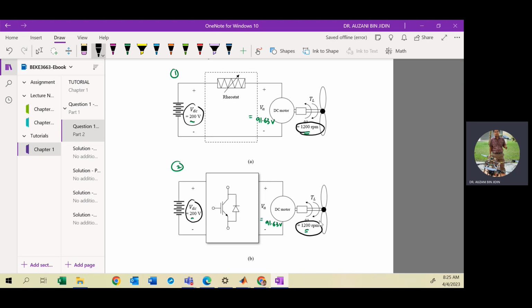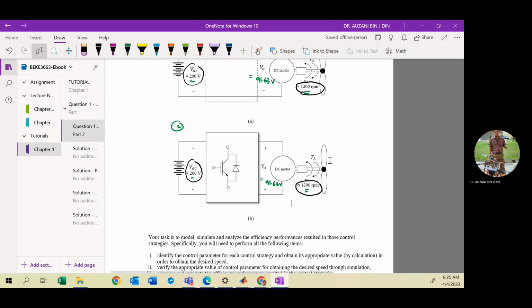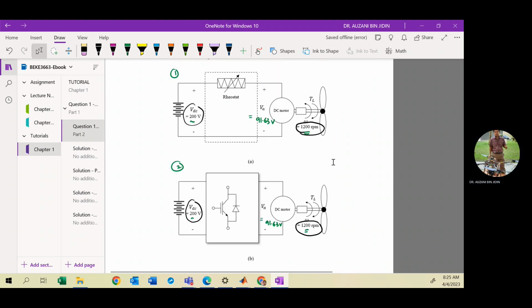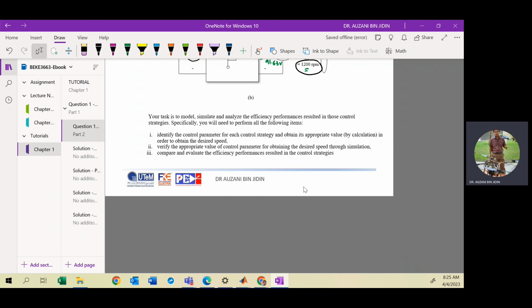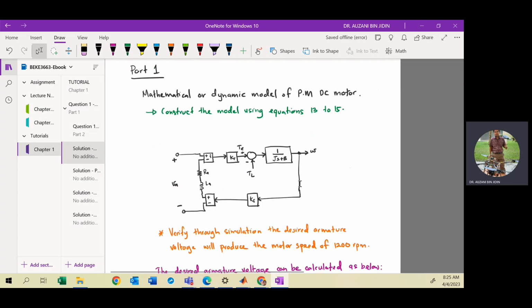So it means in order to get the same speed value, both techniques must produce the same torque, same current, same voltage applied to the motor. So how do we obtain the value of speed, voltage, current, and torque in order to get the same desired speed of 1200 RPM? Okay, so this is the solution. First, you need to construct the model of the motor.